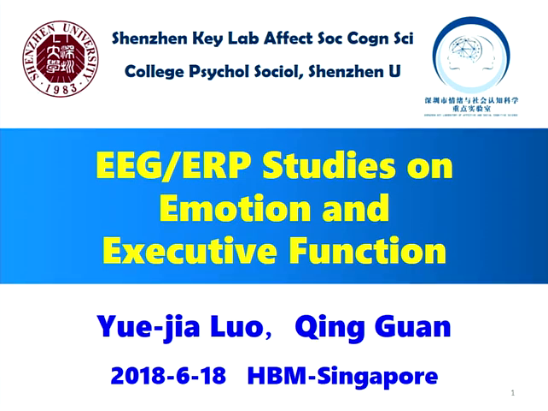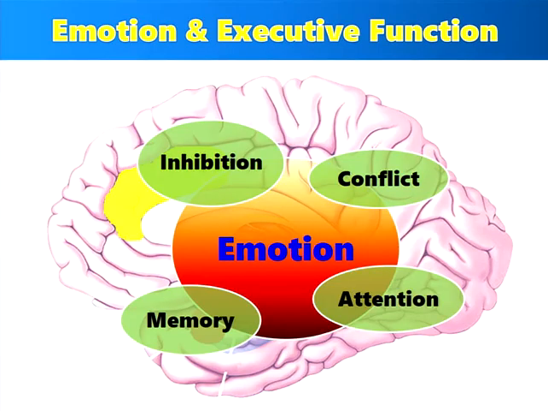My topic today will cover a series of EEG and ERP studies on emotion and executive function, which include attention, memory, conflict, and inhibition. I am going to divide my topic into 4 parts. The first, emotion and attention. Second, emotion and memory. The third, emotion and conflict. The last one, emotion and inhibition.